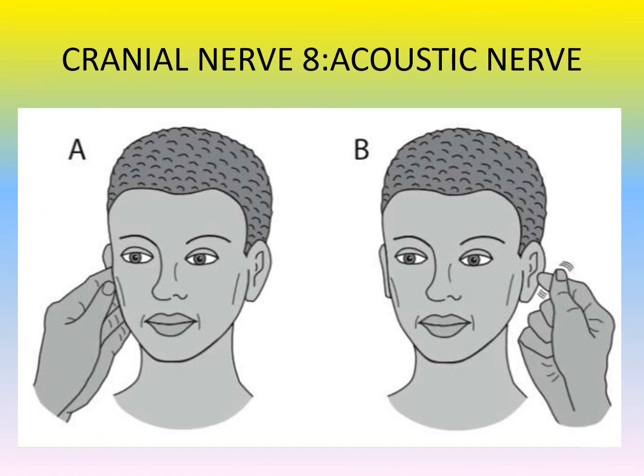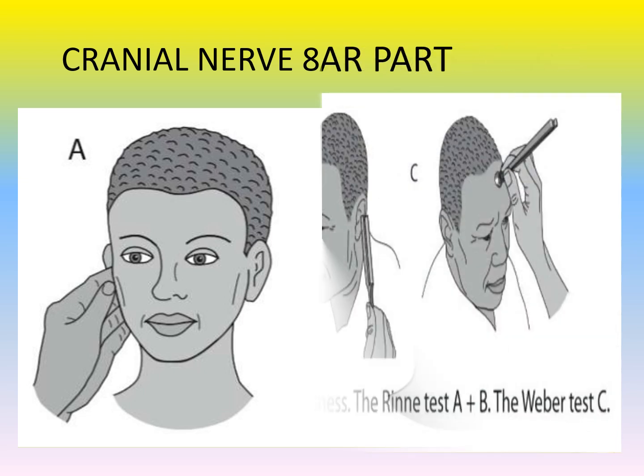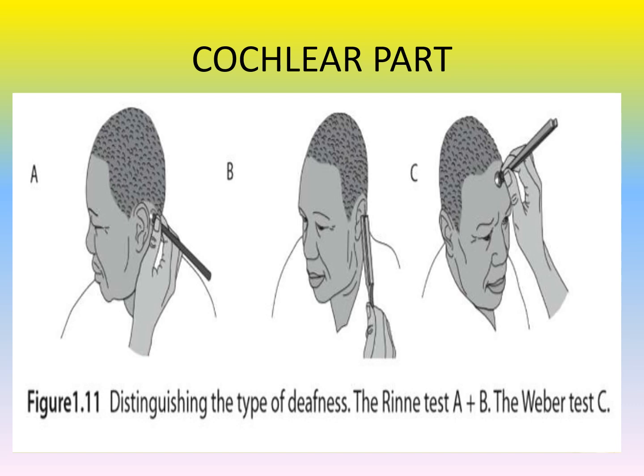And the acoustic sensory hearing test we are supposed to do. And this is the cochlear. Here we will do the Rinne test and the Weber test. So for the Weber test, we will keep the tuning fork on the forehead and check whether the person is hearing the sound equally in both ears. And for the Rinne test, we will place the tuning fork on the mastoid bone. We should check both conductive hearing loss and sensorineural hearing loss.